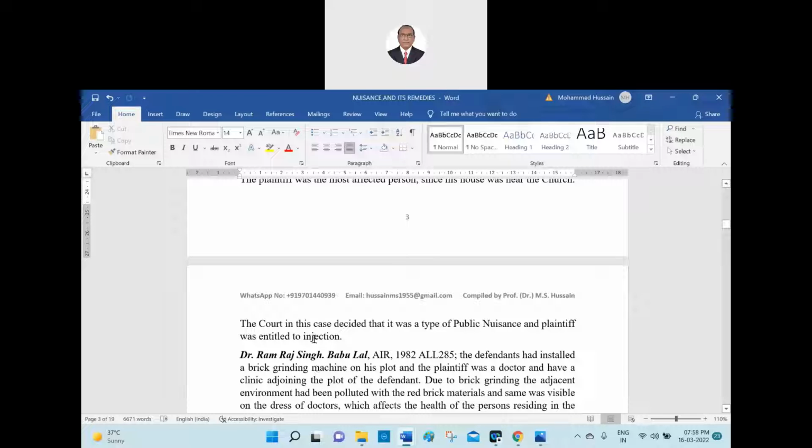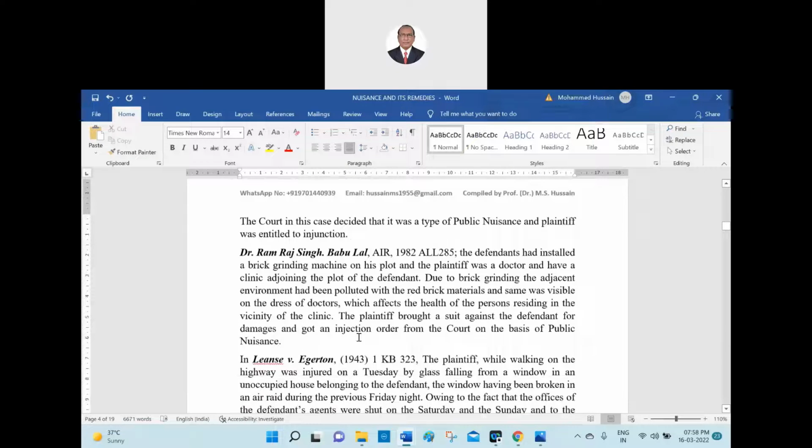Not injection, injunction. See, the spelling mistakes. Injunction. What is the spelling? I-N-J-U-N-C-T-I-O-N. Injunction means not to ring the bell throughout the day. When do they have to ring the bells? Only in the morning. Okay, read this case now.